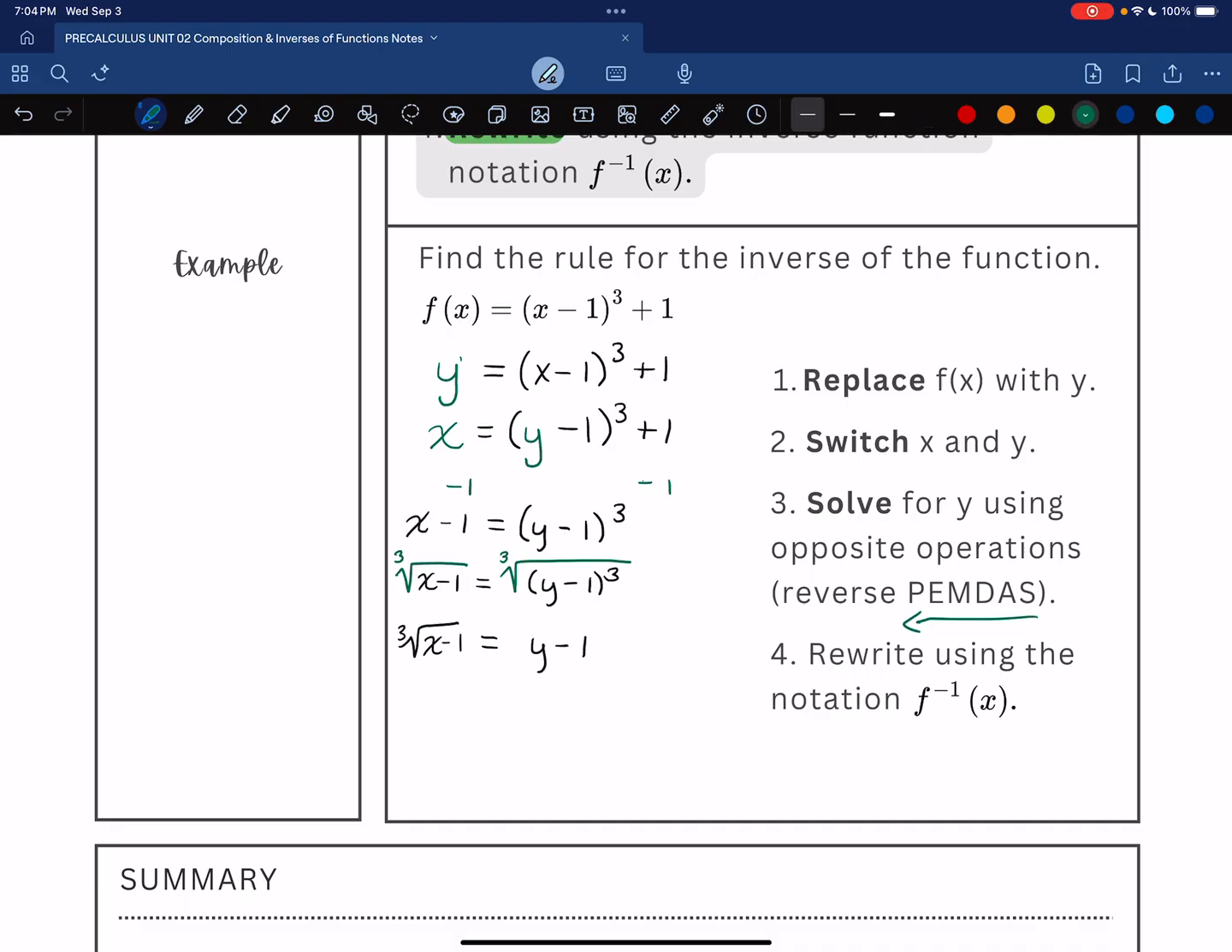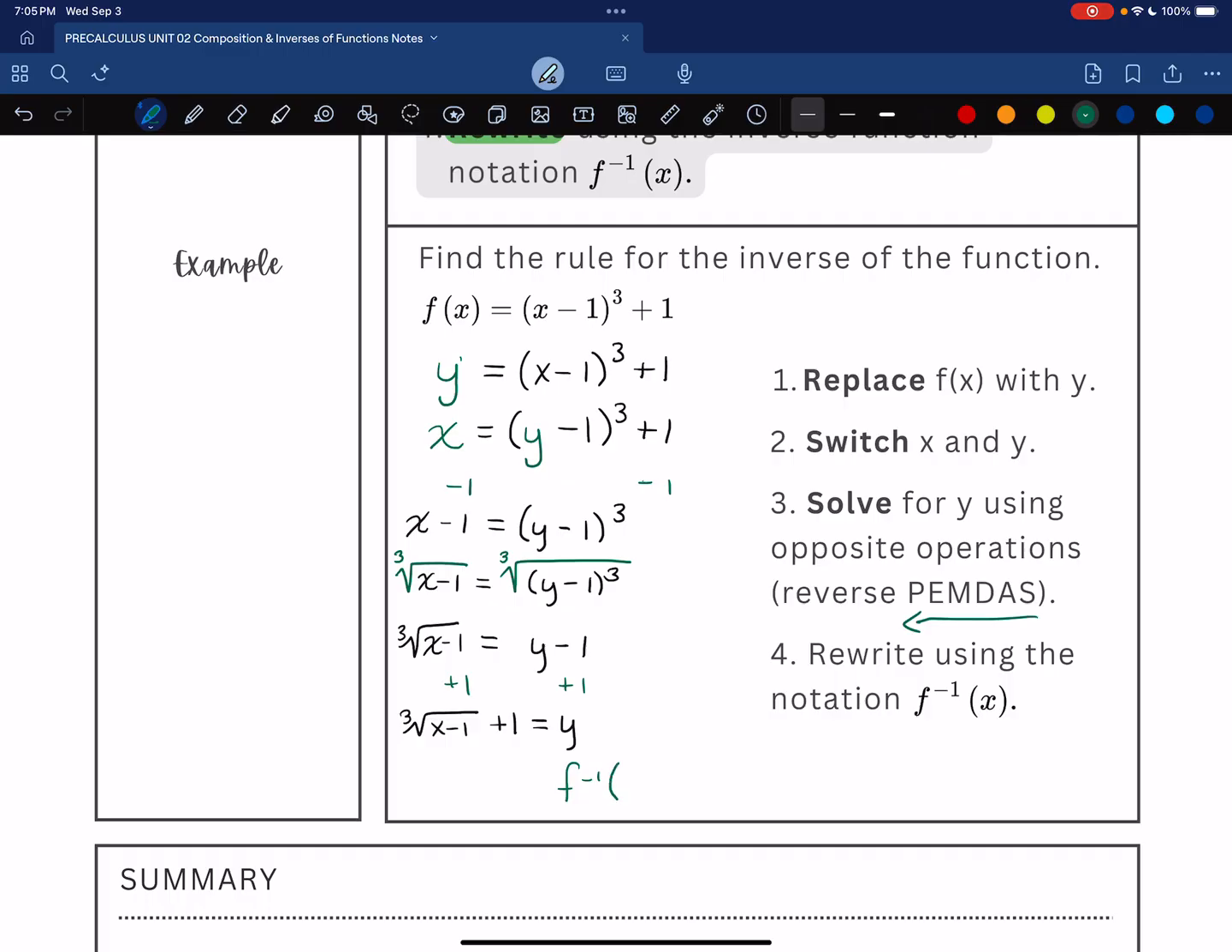Our final step is just going to be to add 1 on each side, and that gives us the cube root of x minus 1, then plus 1 after that cube root, because it was an operation we did after, equals y. Y is now all by itself, so we can go ahead and complete this process writing it using that function notation.